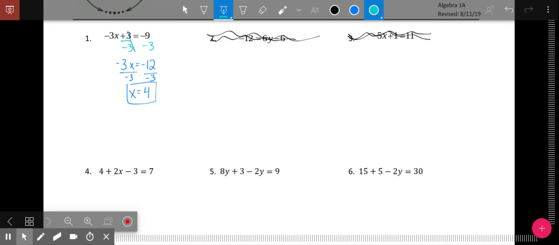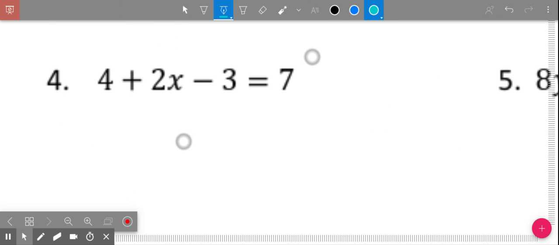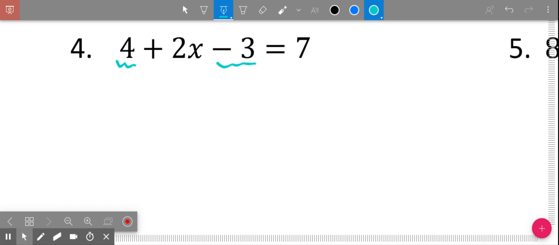All right, so looking at number 4, I have 4 plus 2x minus 3 equals 7. For this, notice that we have a 4 and a negative 3. Anytime you have two numbers like that on the same side, you have to combine your like terms. So we're going to go ahead and combine those. 4 minus 3 gives me 1 plus 2x is equal to 7.